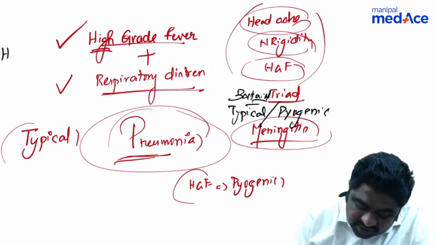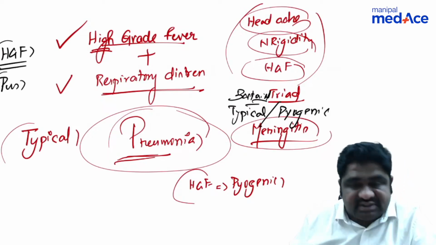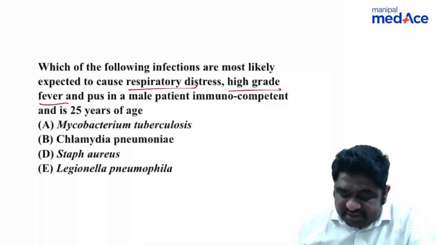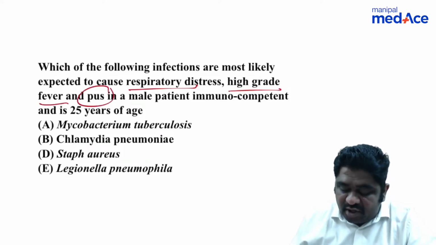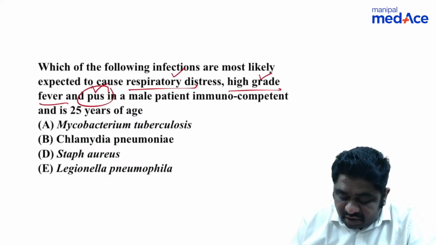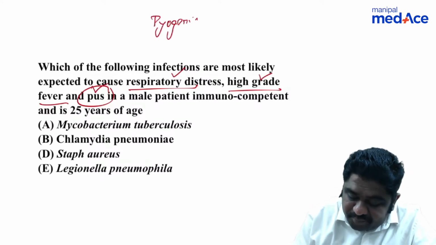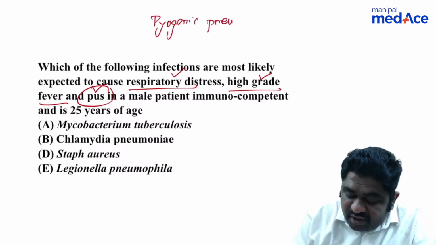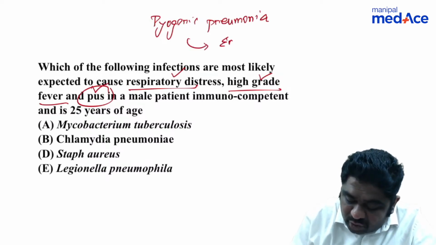Whenever you have high grade fever, it speaks about the formation of pus. And pus can actually be seen in the case? Yes, because the case is already having the name pus in it. Now, respiratory distress, high grade fever, pus speak about pyogenic pneumonia. If it is not treated or if it becomes worse, it can become empyema thoracis.